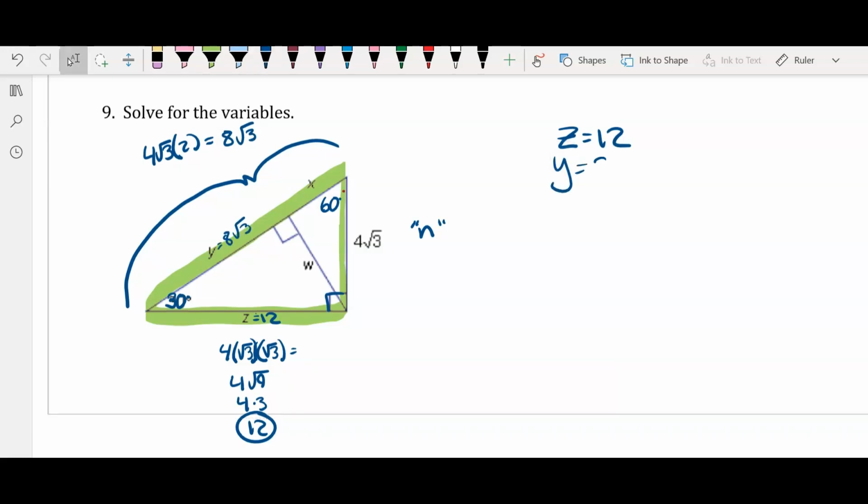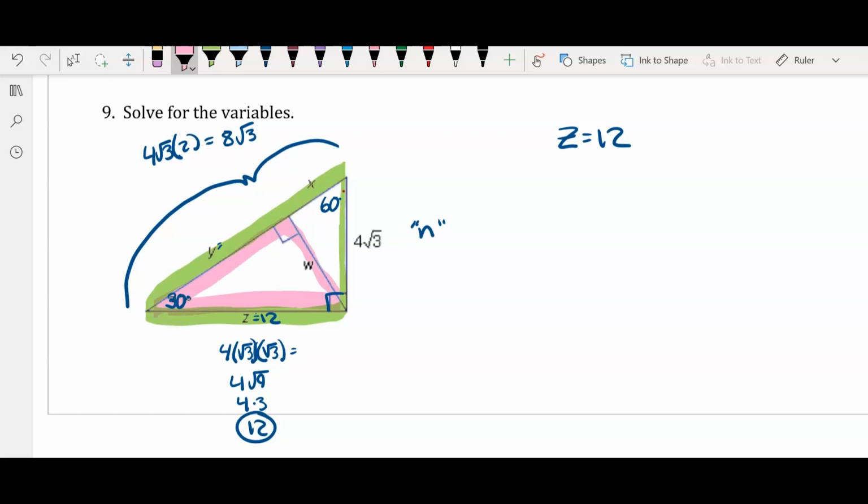So, okay. Let's take a look here. Oh, I'm sorry, not y. Y is not 8 root 3. The whole thing is 8 root 3. So our hypotenuse is 8 root 3. Okay, so we know a hypotenuse, we know some legs, but we don't know the altitude yet. So let's think about what we're doing. Let's look at this triangle.